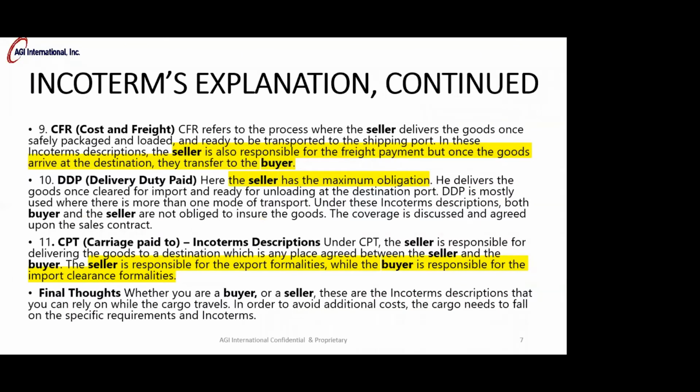Number 9 is the CFR, cost and freight. It refers to the seller delivering the goods once safely packaged and loaded and ready for transport to the shipping port. The seller is also responsible for freight payment, but once the goods arrive at its destination, it transfers to the buyer. So if you're shipping from India to the United States, and once it reaches the United States, you may have a situation there where the seller had the responsibility to your destination, and after that point in time, the responsibility transfers to the buyer.